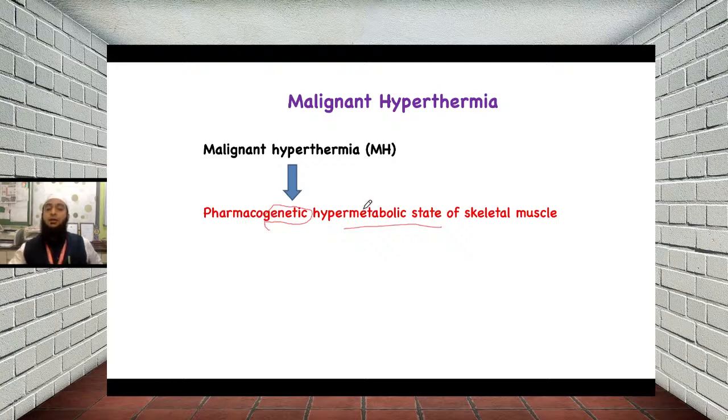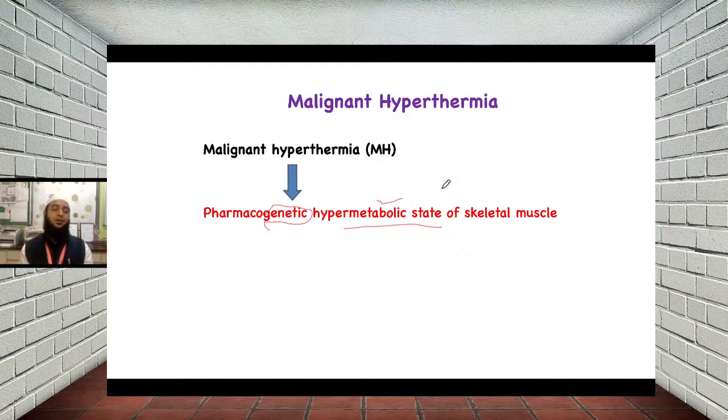Now, exactly what is happening here is a hypermetabolic state of skeletal muscle. Why is there an increase in body temperature? I will give you a simple example. If you are running, your muscles are involved, and after running there will be an increase in body temperature, or if you walk there is an increase in body temperature. This is a natural response due to the use of your muscles and due to metabolism of the muscle.